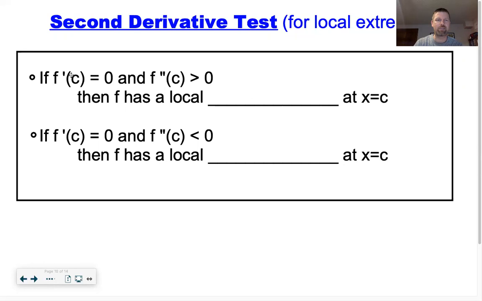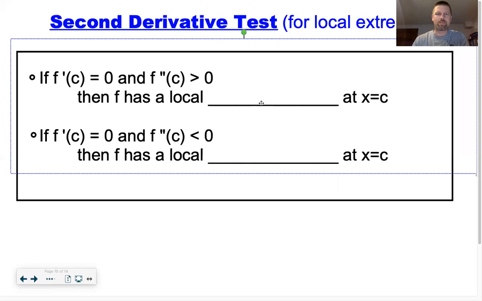It says if f prime of C is 0 and the second derivative is greater than 0, then you have some kind of maximum or minimum. That's your first derivative being 0, which means you've got a horizontal tangent. If you've got a horizontal tangent and your second derivative is positive, you're concave up. If you're concave up and you've got a tangent right there that's horizontal, that means you must be at the very bottom of that curve. If you're at the bottom, that means you've got a minimum.